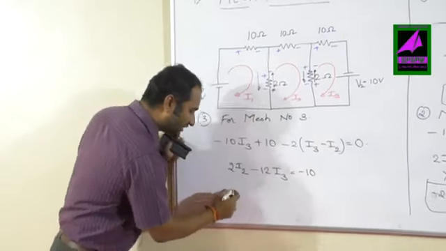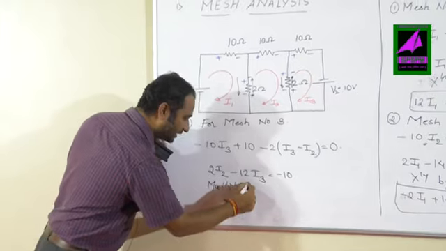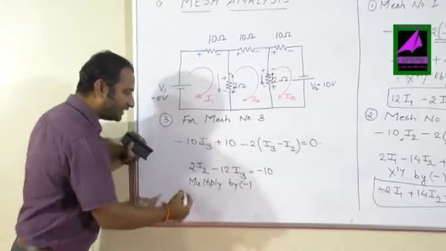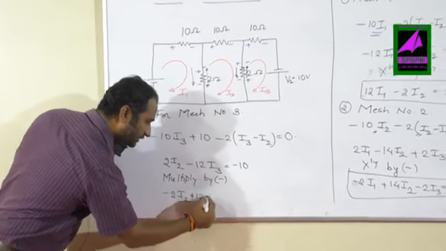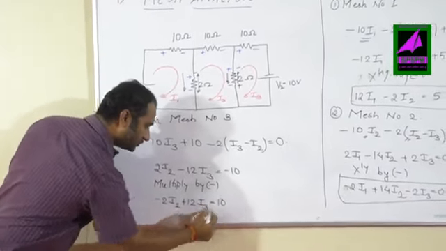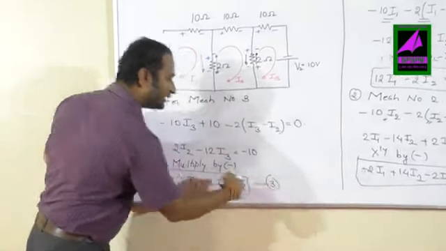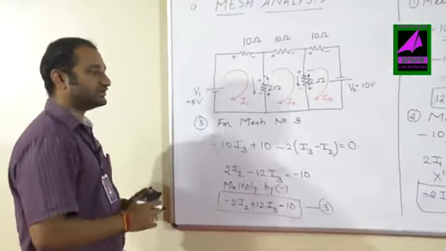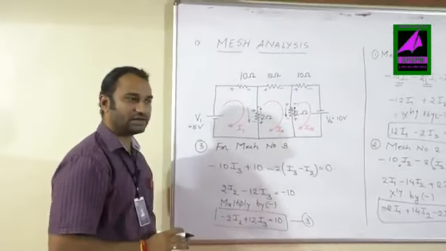So to make this positive, again we will multiply it by minus sign. If I multiply it by minus sign, this becomes minus 2I2 plus 12I3 must be equal to 10. So this is your equation number 3. Now we are supposed to solve 3 equations with three unknowns. If we solve these three equations, we are going to get the answers.